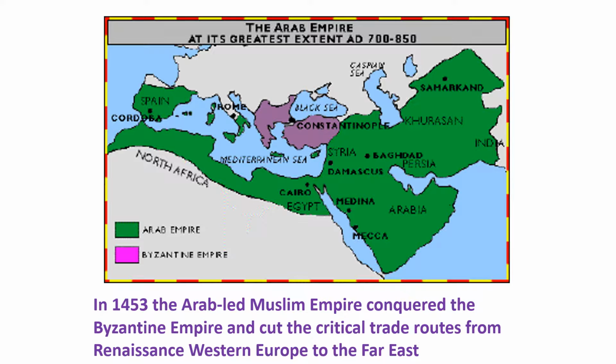But by the 1400s, this trade routes that had developed were cut by another powerful Islamic empire. In 1453, the Arab-led Muslim empire conquered the Byzantine Empire and cut the trade routes that had gone all the way from Renaissance Western Europe to the Far East. And undoubtedly during this time, a few Muslim African slaves made it to Western Europe, but in Europe there was no African slavery during the Renaissance.